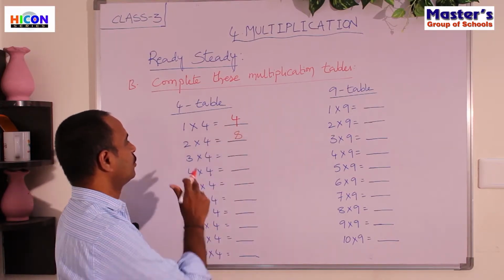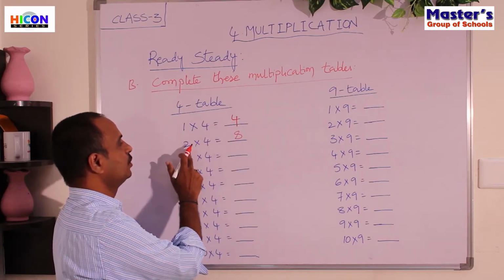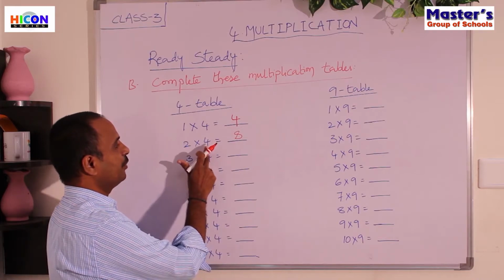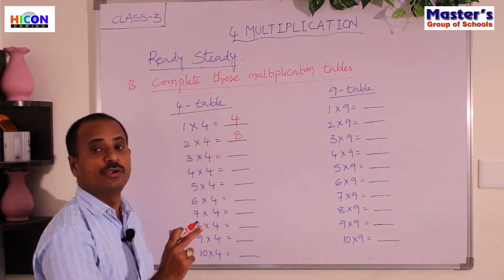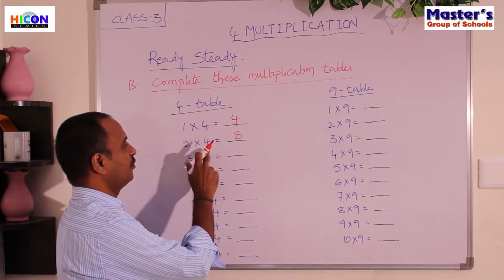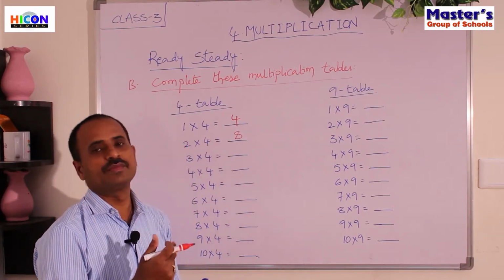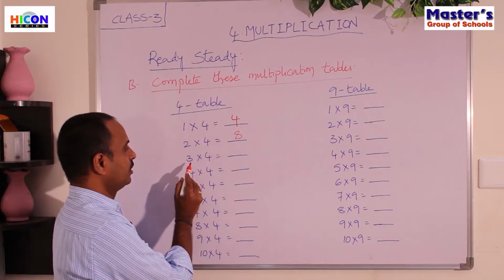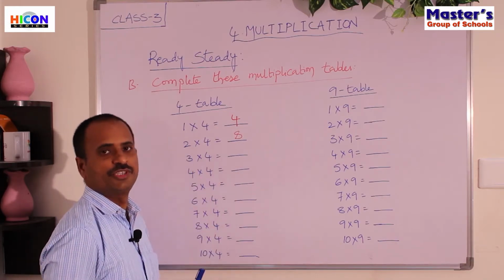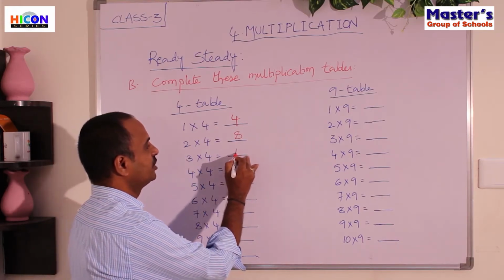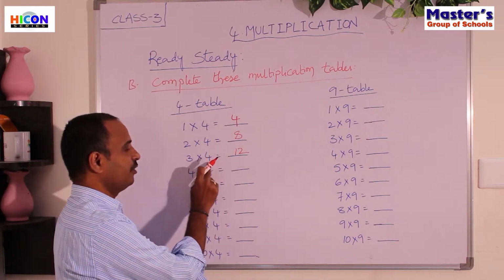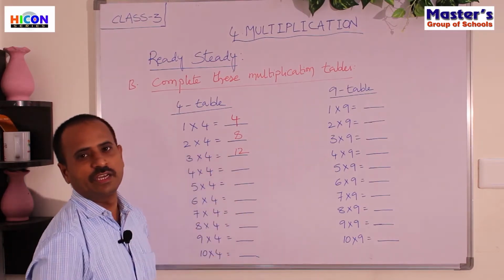That means 2 4 jar, that is 2 into 4, means the number 4 is repeated 2 times. The number 4 is added 2 times. And see the third one, 3 into 4. 3 4 jar. 3 4 jar how much? 12. So 3 4 jar means the number 4 is repeated 3 times.